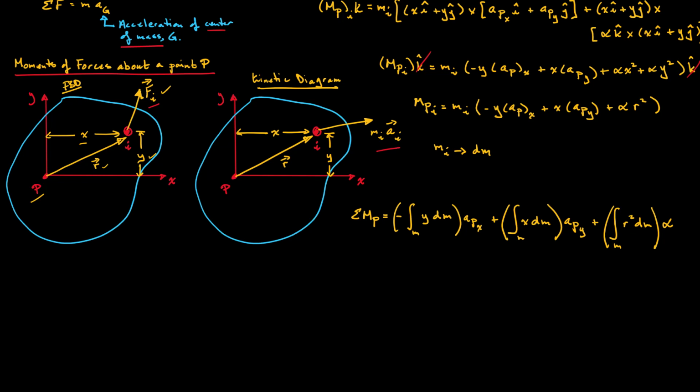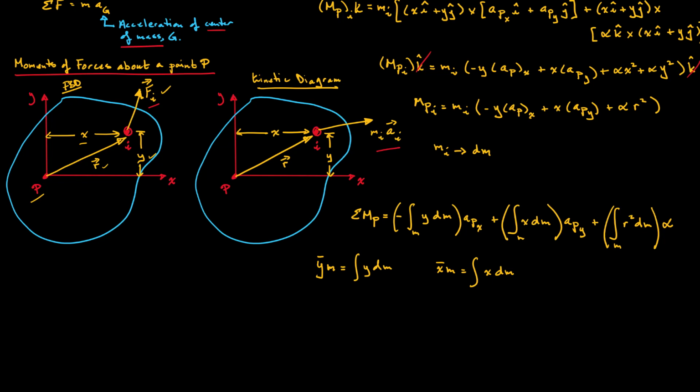Now you may recall that to calculate the center of mass, we have an equation of the form y bar m is equal to the integral of y dm. Similarly, we have x bar m is equal to the integral of x dm, where x bar locates the position of the center of mass relative to a certain axis and coordinate system.